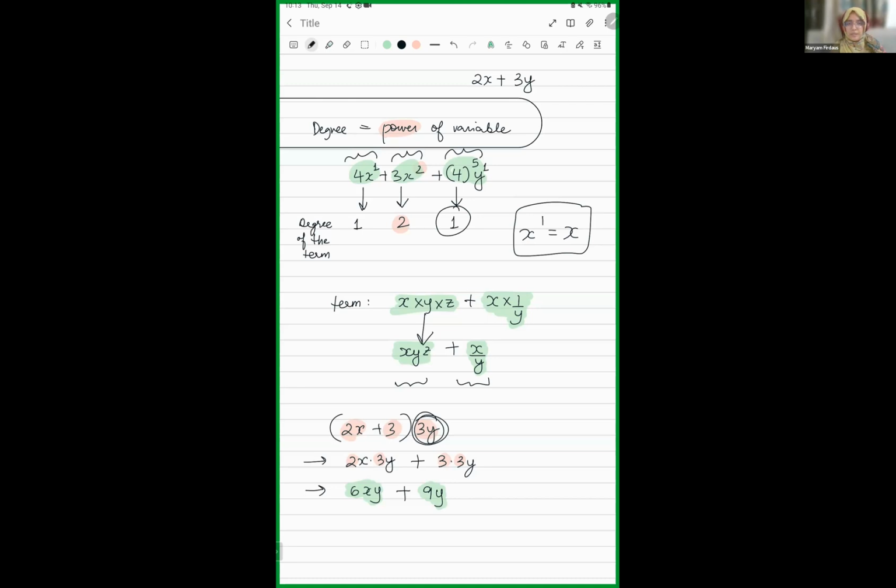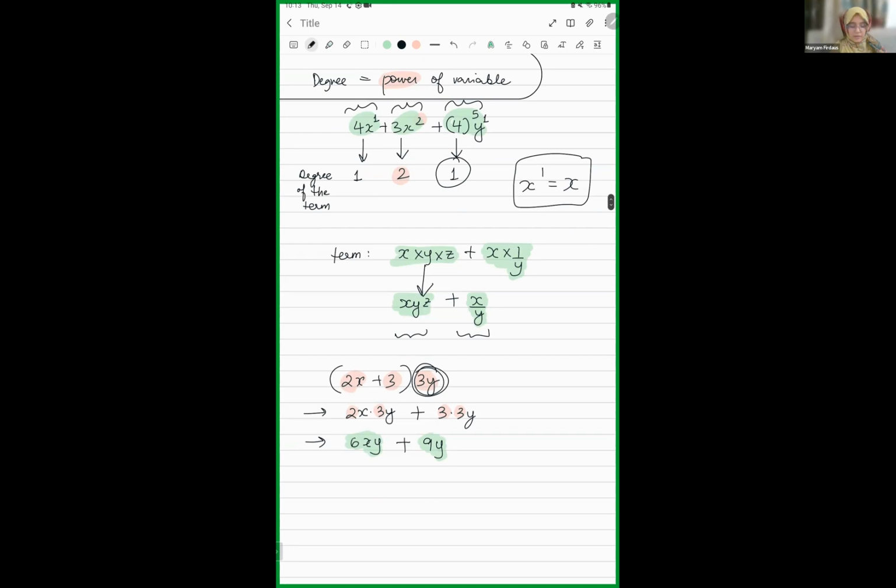Yes, ma'am. Okay, let's talk about this. So over here there are 2 terms, right? And what is the degree of the first term? Who will tell me? 1. Anyone else? 2, because x and y. Yes. So x's power is 1 and y's power is also 1. So you will add both the powers.